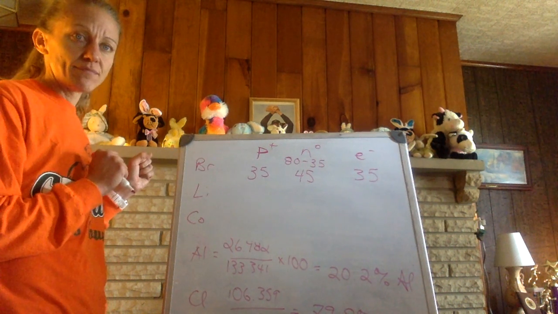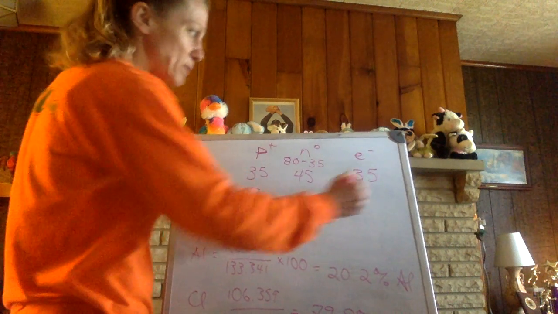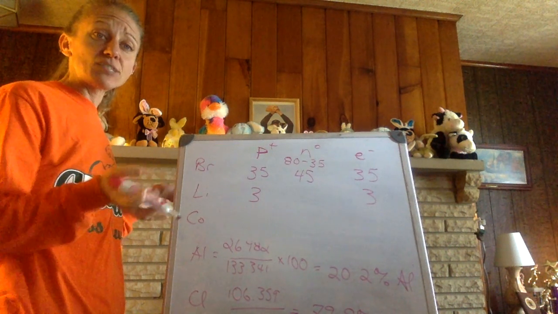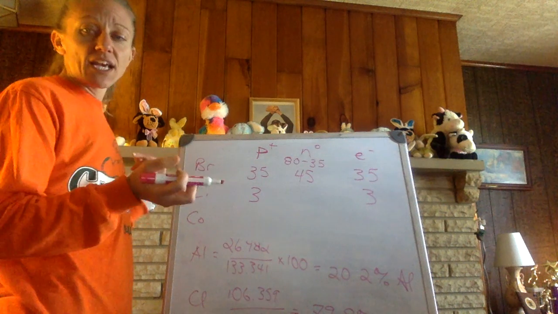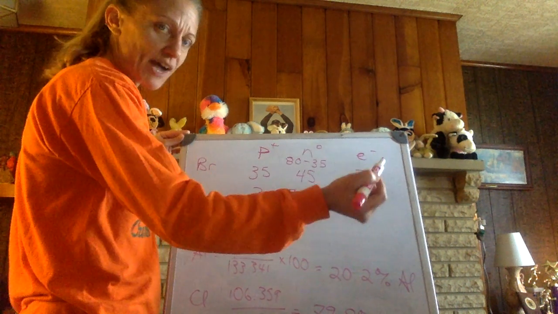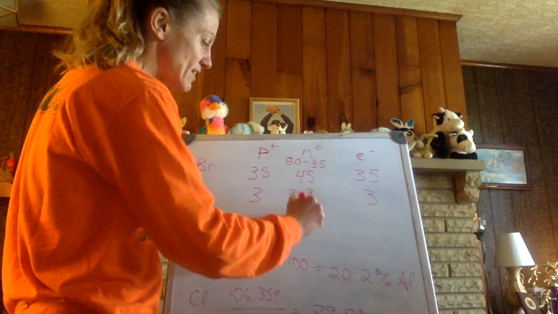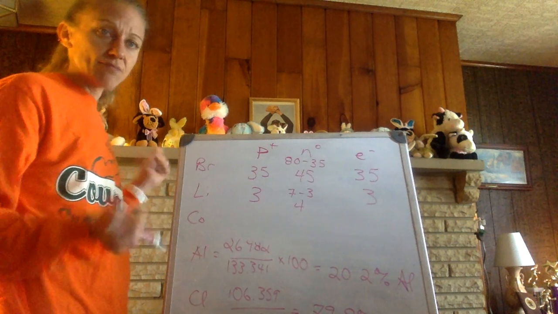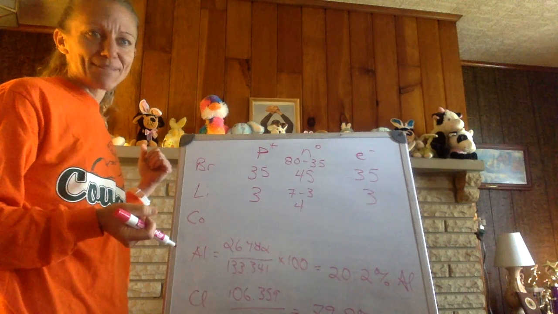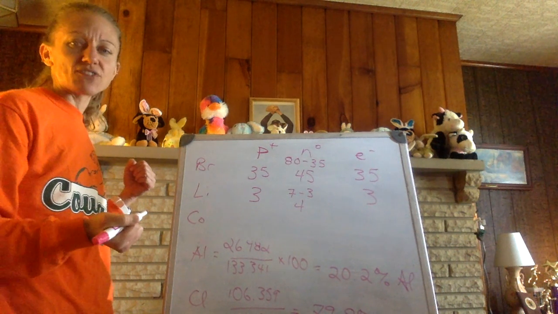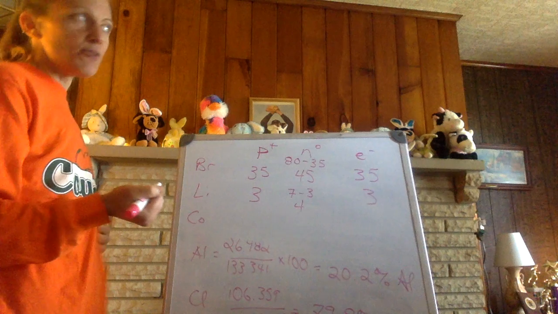For lithium, it's number 3. So 3 protons, 3 electrons matches the atomic number. The mass is 6.941, so 7, because it rounds up, minus 3, for 4 neutrons in lithium. Almost done. Cobalt, like my little fishy. It's 58.9 something for the mass number. So I know that one.